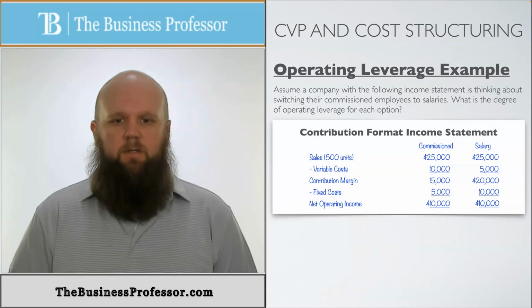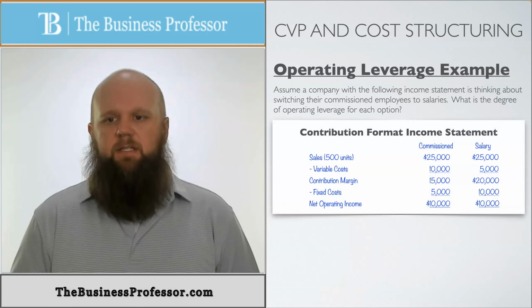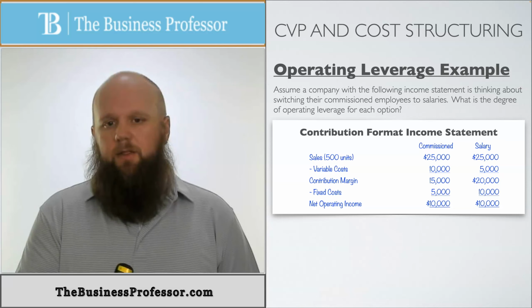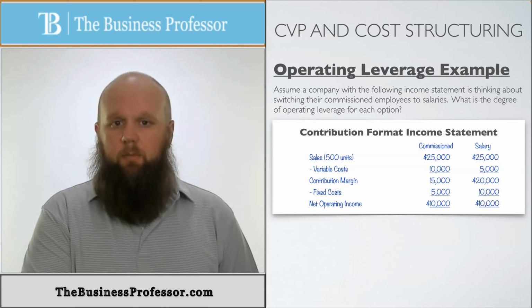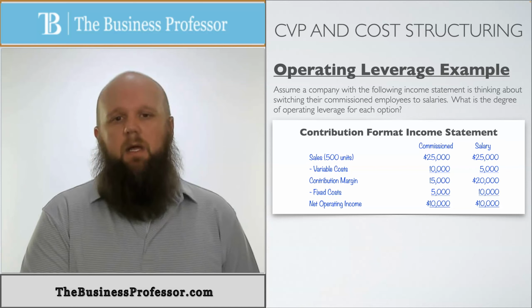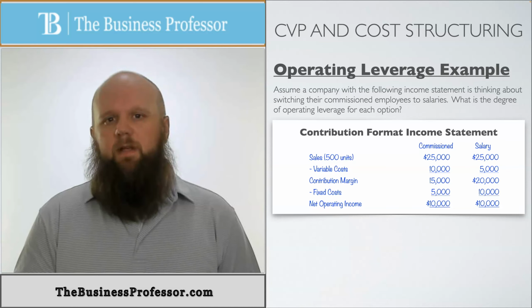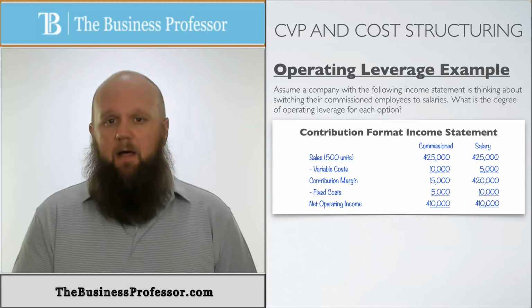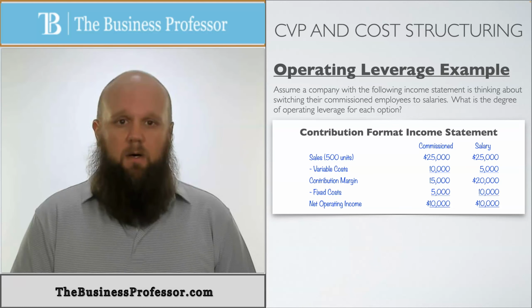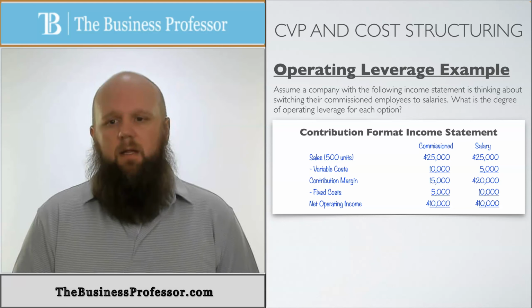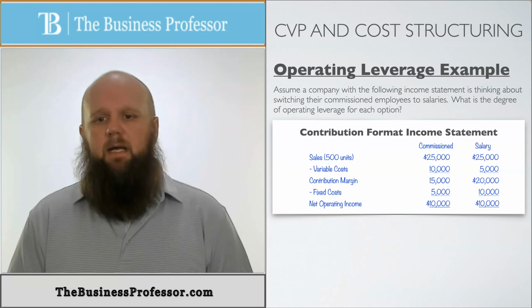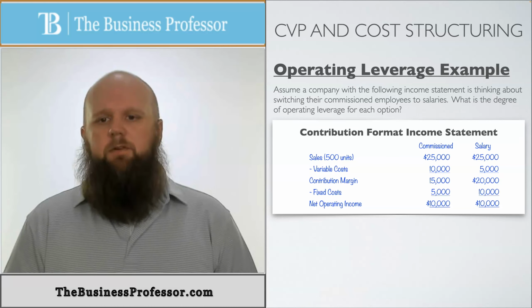So let's look at an example of this now. Assume a company has the following income statement that hasn't changed yet, but they're thinking about switching from commission-based employee payment to salaries. Currently they're more variable cost heavy because it's commission, but they're thinking about getting rid of the commission and moving it to a fixed cost or more salary based. So right now they're higher on the variable cost, low on the fixed cost, that's the commission side. They're thinking about going low on the variable cost and high on the fixed cost, which is the salary side. What is the degree of operating leverage for each option?